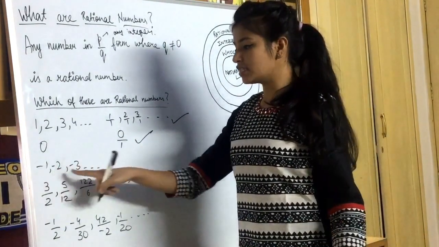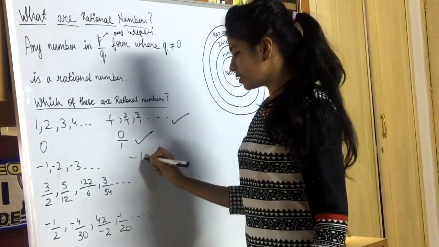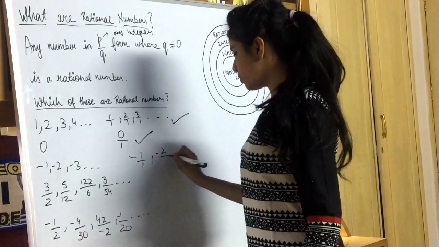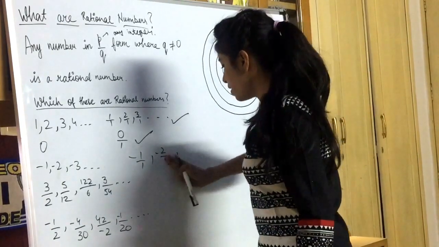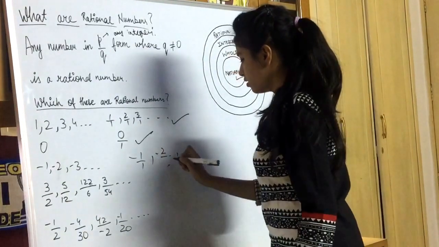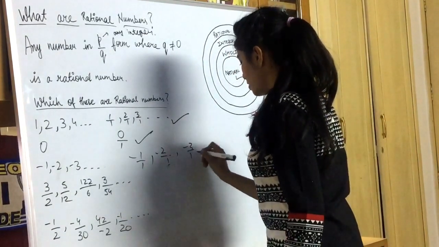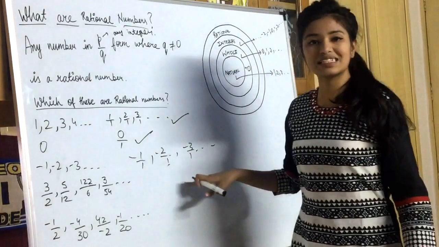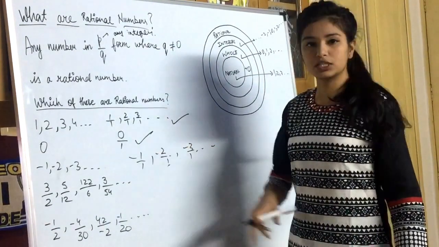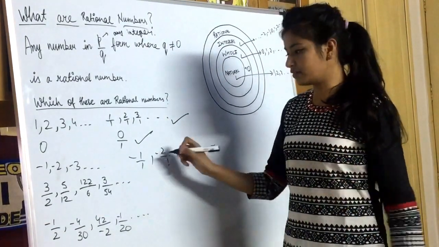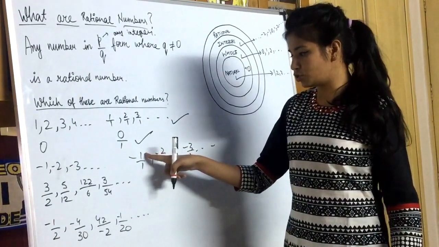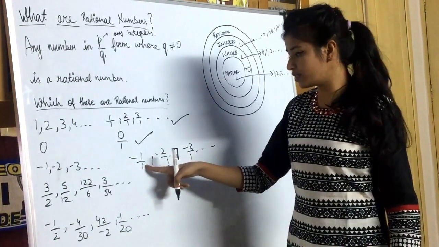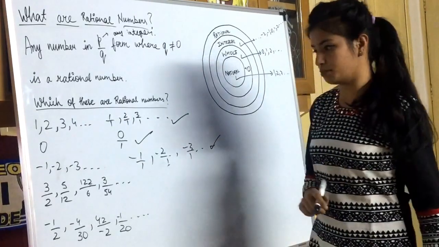Now minus 1, minus 2, minus 3. We can write it as minus 1 by 1, minus 2 by 1, minus 3 by 1 and so on. So for these numbers, p is an integer from the negative set of numbers, and q is not equal to 0. So this makes up a rational number.